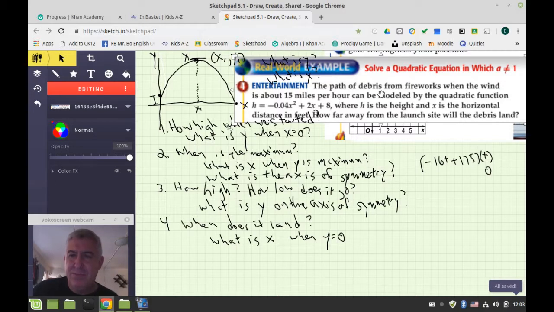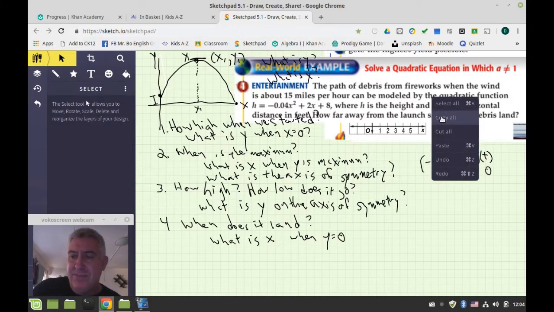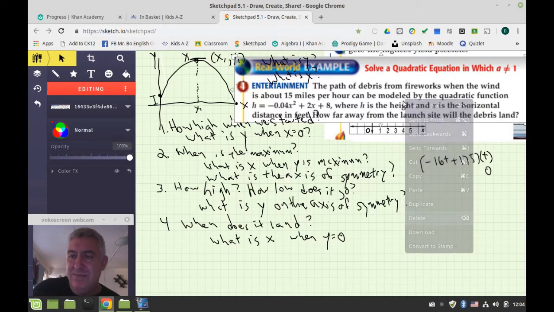The path of debris from fireworks when the wind is about 15 miles per hour can be modeled by the quadratic function h equals, where h is the height and x is the horizontal distance in feet. How far away from the launch site will the debris land? Where does it land? It's number 4. We're going to find the larger x-intercept. See what we're doing here?